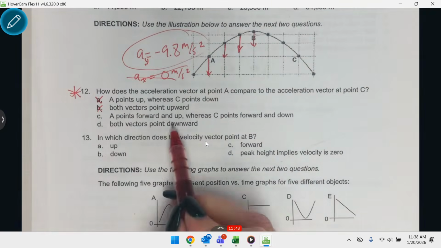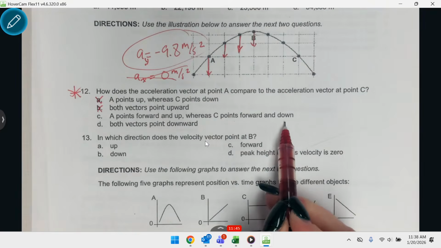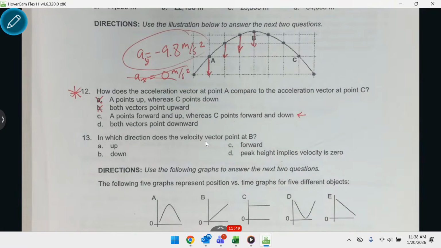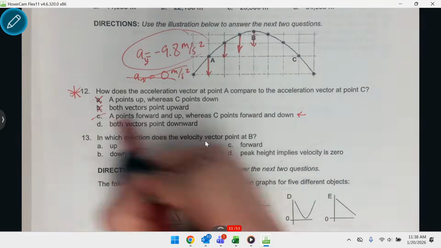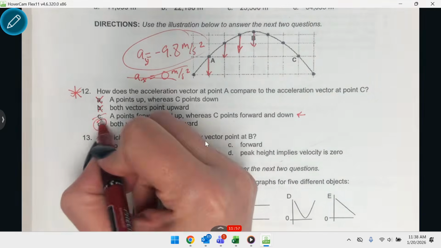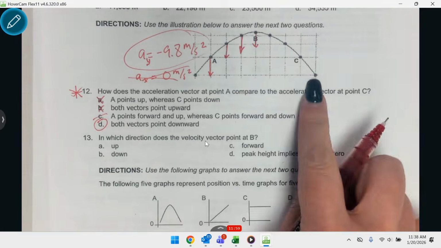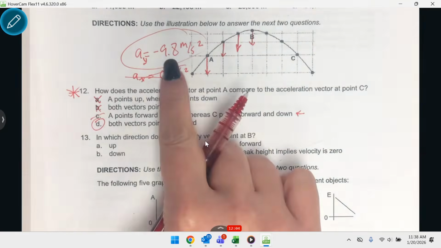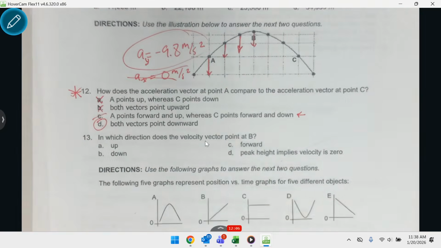A points forward and up, whereas C points forward and down. This is describing the resultant velocities at those points rather than the acceleration. So that's not our answer. And then the last one is that both vectors point downward, and that's true. All of the vectors point downward at every single point. They're going to point downward, and they're all going to be the same length. All right, so that's number 12.